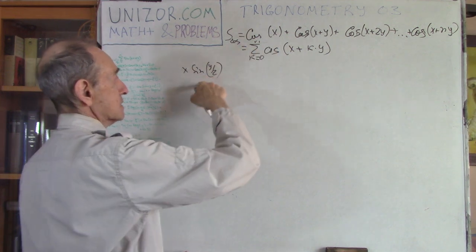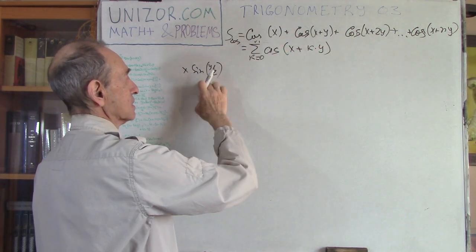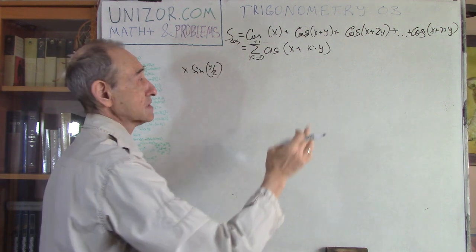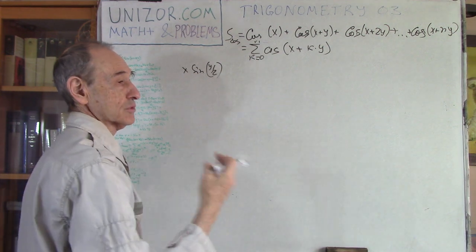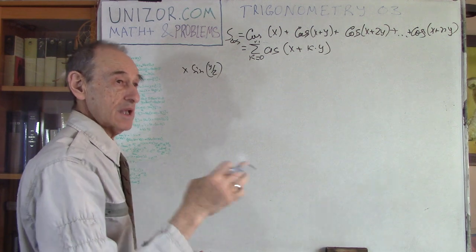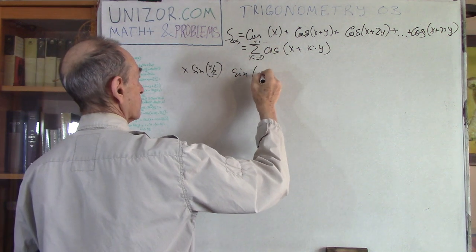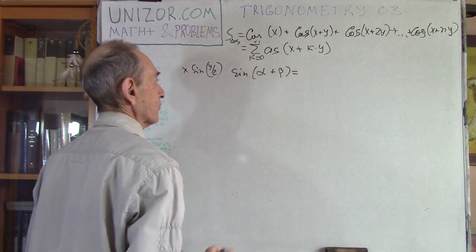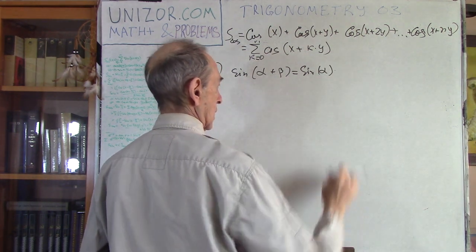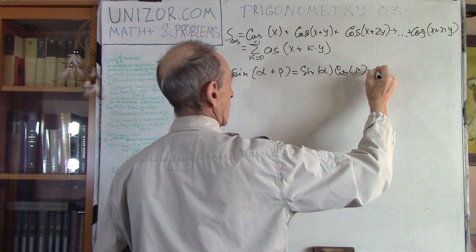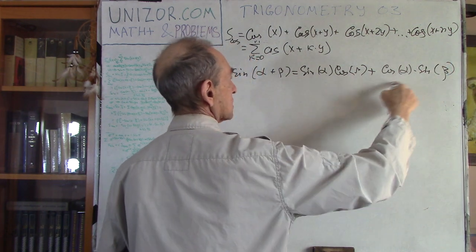The first time it was sine by sine, which we converted into a difference. Every member, after multiplication, was sine of something times sine of something else, and we converted it into a difference. Now we have cosine and sine, so we have to develop a slightly different approach. We have to convert cosine times sine into a difference. Here is the formula: sine of alpha plus beta is equal to sine of alpha times cosine beta plus cosine alpha times sine of beta. So this is cosine and sine.